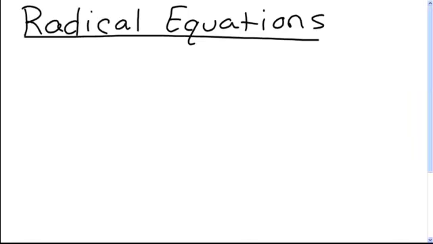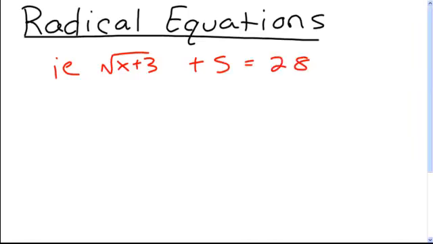Radical equations are where you have a variable under your radical, such as the square root of x plus 3, plus 5 equals 28. The x itself is actually under the radical, not x plus the square root of 3 equals 25. That's not a radical equation. That one's pretty simple to solve. It ends up being irrational. The top one is a little bit more difficult to solve. You actually have to do things to both sides to get rid of that radical.